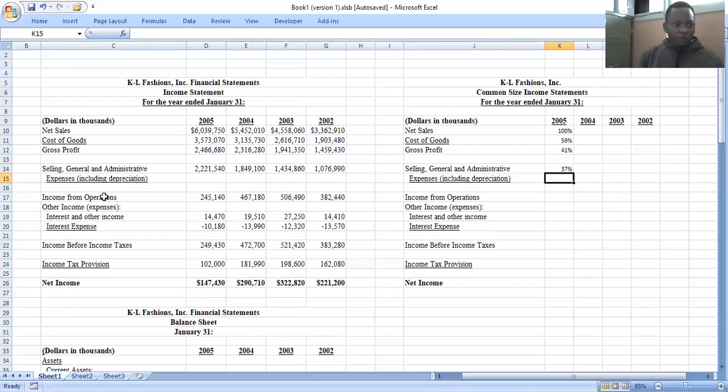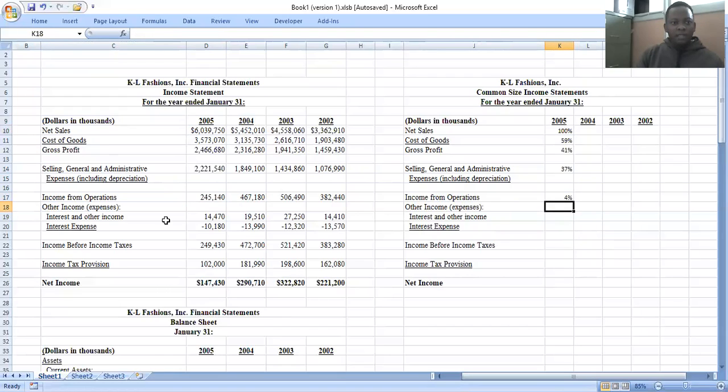And then for income from operations, 245,140,000, the ratio shall be equal to the income from operations divided by net sales, which is 245,140 divided by 6,039,000, and that gives us 44%.